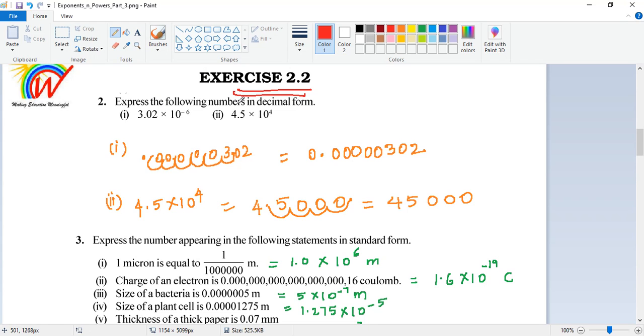Express the following numbers in decimal form. So if I want to express it in decimal form, it is 3.02 into 10 to the power of minus 6. So I will be writing 3.02 and I have to move 6 places backwards, right? See, I will show you how to do this again. So I will just erase this.